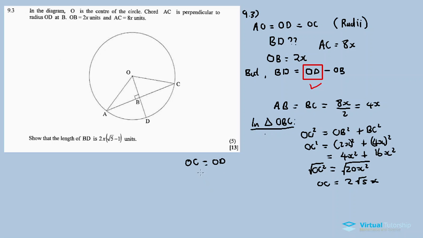Now let's calculate BD. Our BD is equal to OD, which is 2 square root 5 x, minus OB. OB is 2x. Now let's take out the 2x as a common factor. So BD is equal to 2x outside the bracket, square root 5 minus 1 units. This is how you show that BD is equal to that.